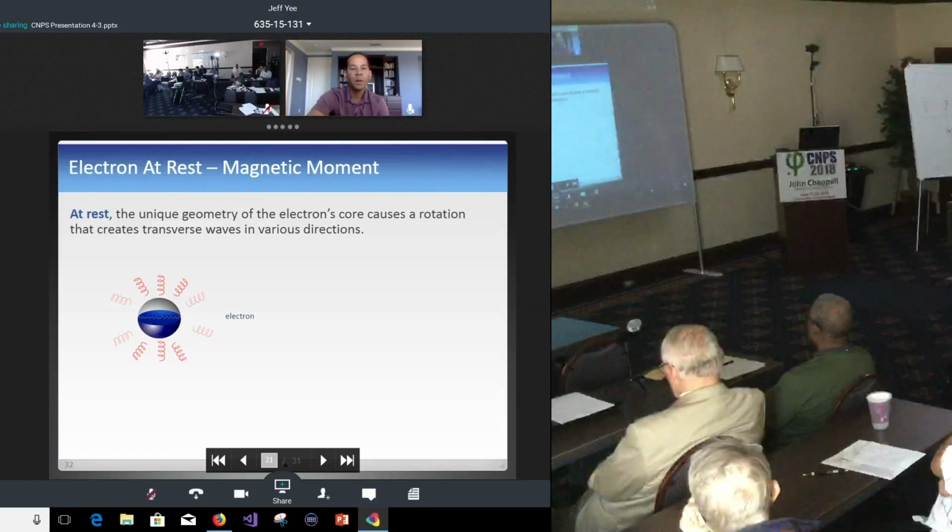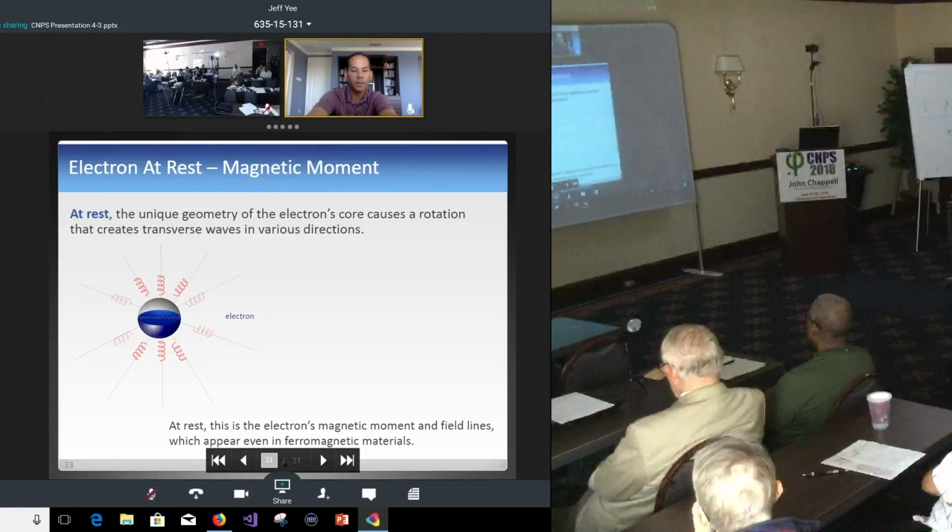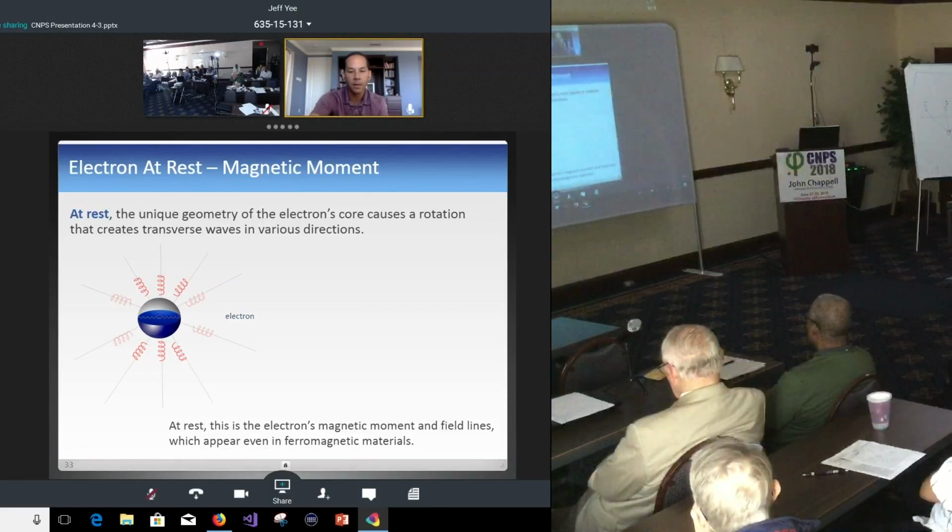So at rest, which you saw from the Bohr magneton slide where we related it to gravity. At rest, the electron is spinning. We know that there's fields that can be found from magnetism, even ferromagnetic materials where we know the electron is probably at rest.